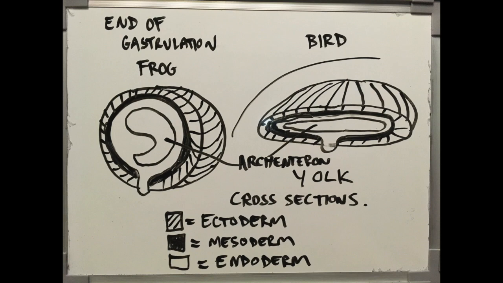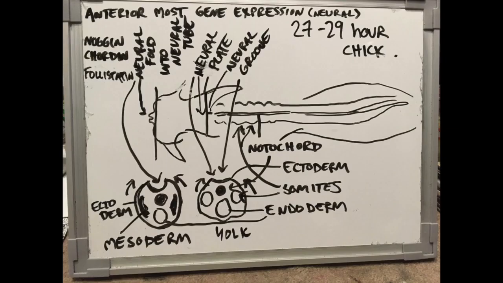Cells pass by each other and induce each other to form the 3 germ layers, so that at the end of gastrulation, we have a fully formed ectoderm, mesoderm in the middle, and endoderm on the inside, with a space on the interior of the embryo called the archenteron. So here we can see in the 27 to 29 hour chick embryo, we're looking down on the chick.